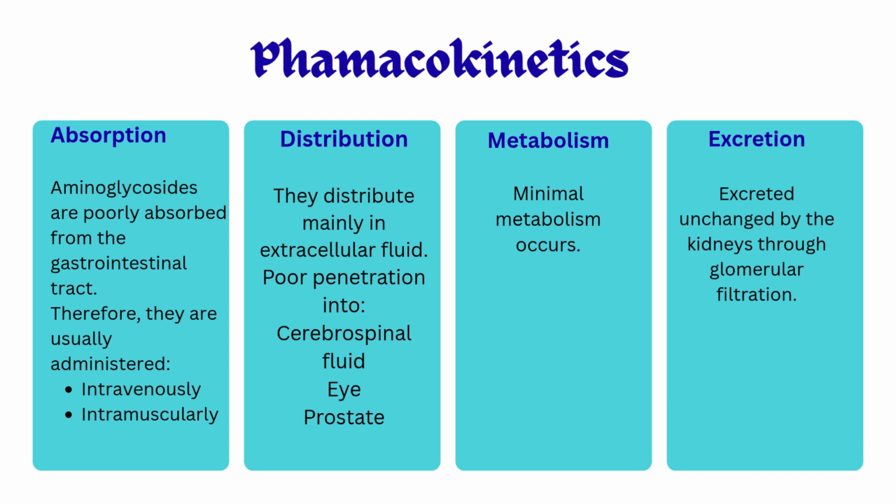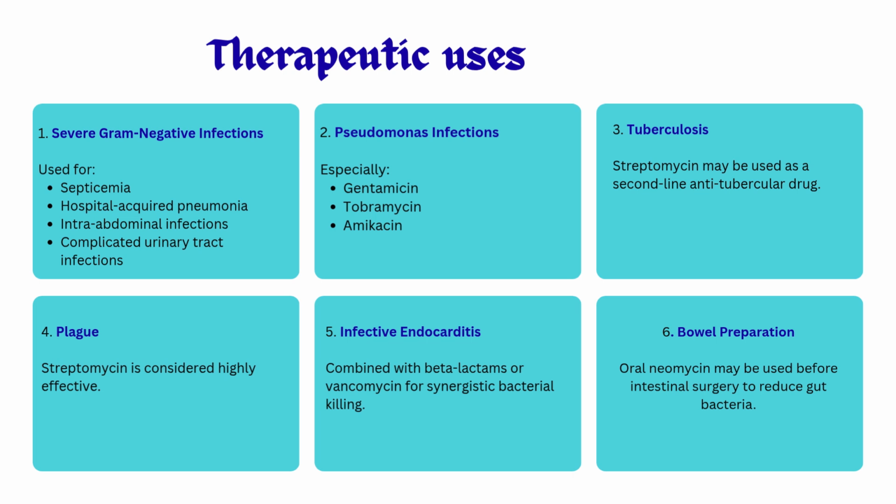3. Metabolism. Aminoglycosides undergo minimal or no metabolism in the body. Most of the administered drug remains unchanged. 4. Excretion. Aminoglycosides are eliminated primarily by the kidneys through glomerular filtration. They are excreted in an unchanged form in the urine. Aminoglycosides are primarily used for the treatment of serious and life-threatening bacterial infections, particularly those caused by aerobic gram-negative organisms.